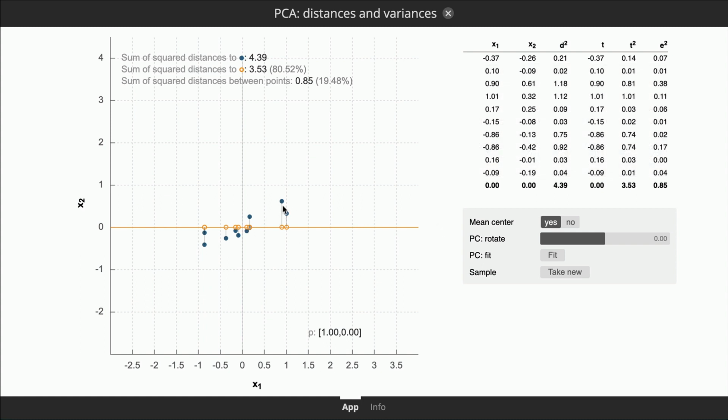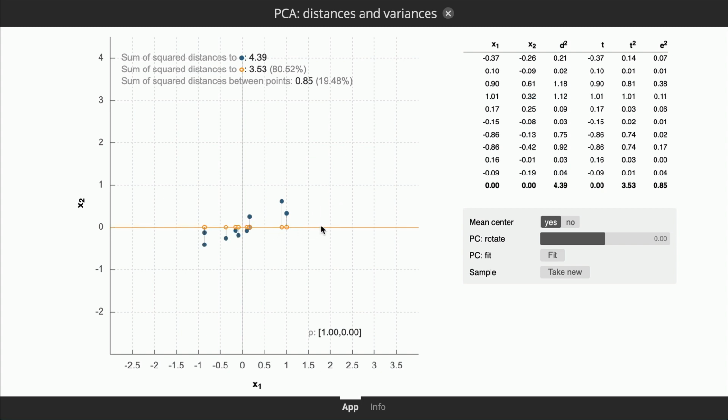The blue points represent the original data set. For example, if I click on this point, you can see that the blue point has coordinates 1 and 0.3. You can see the scale here, and this is indeed 1, and this is indeed 0.3. Okay.